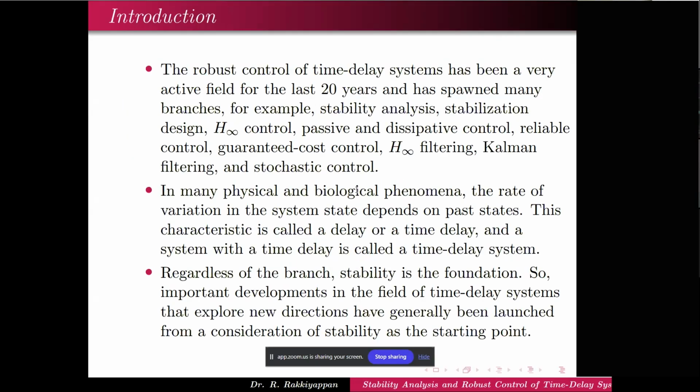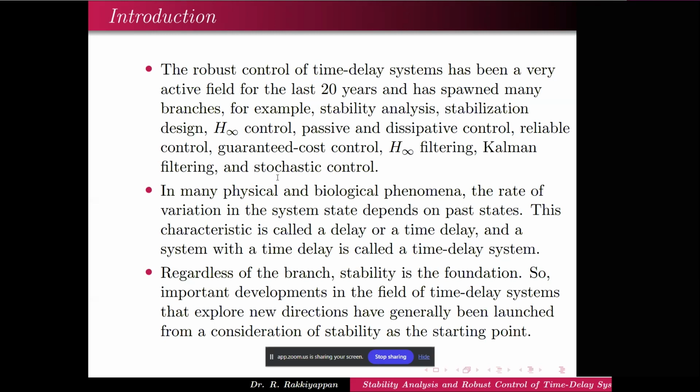So, introduction part. I want to discuss something related to time delay systems. The robust control of time delay systems has been a very active field for the past 20 years. It has owned many branches, for example, stability analysis, stabilization, design, H infinity control, passivity and dissipative control, reliable control, guaranteed cost control, H infinity filtering, Kalman filtering, and stochastic control.